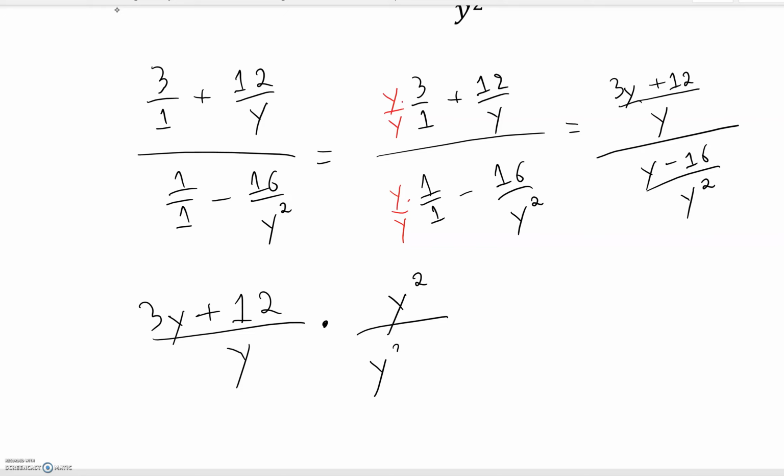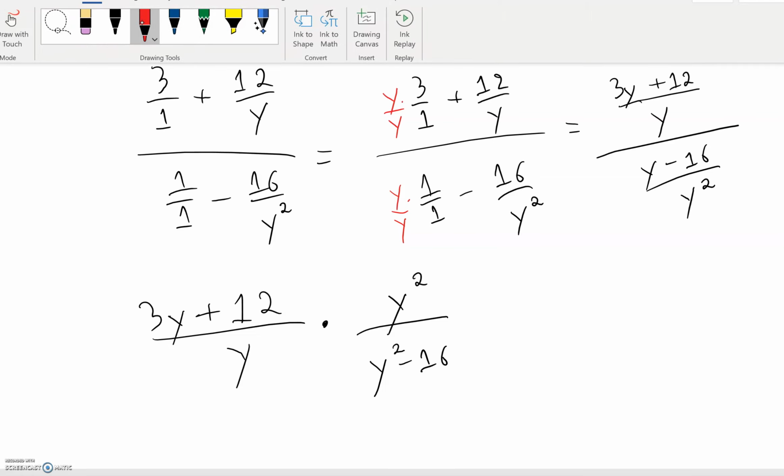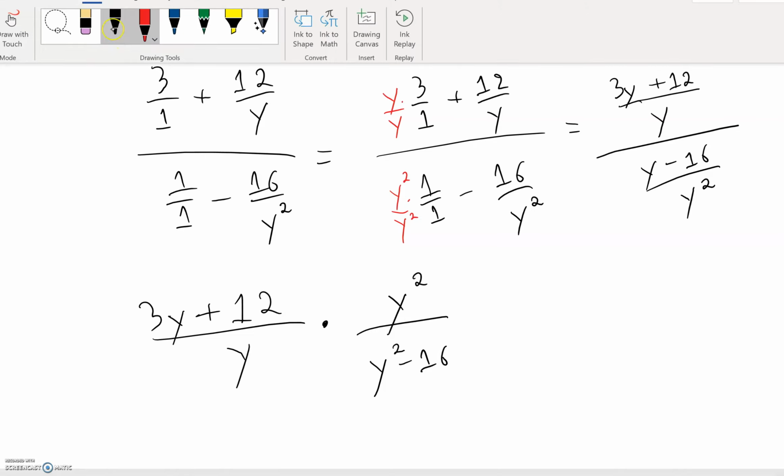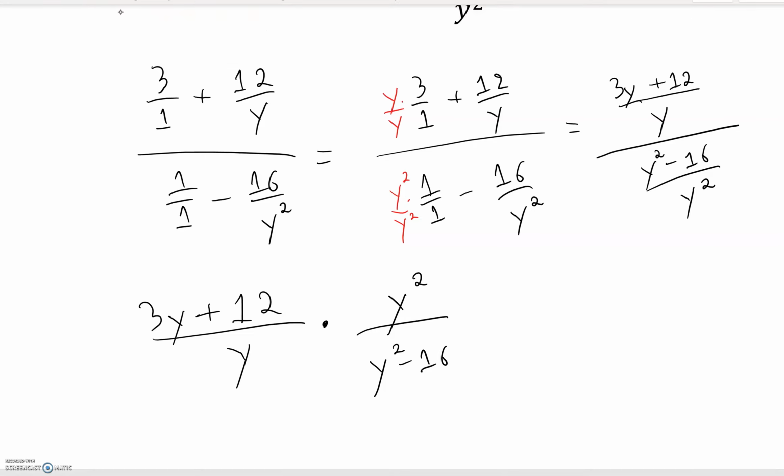Okay, so I have a mistake here. Let me fix this. The LCD of the bottom fractions was y squared. So I needed to multiply this by y squared here, which means I have a y squared here. Sorry about that.